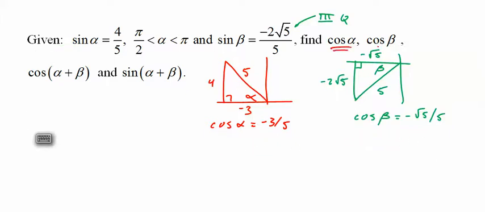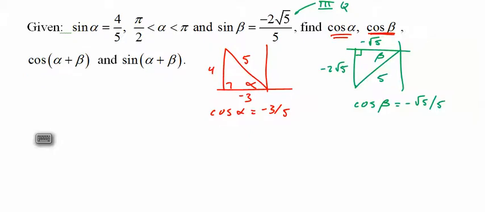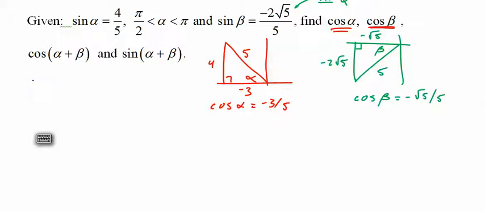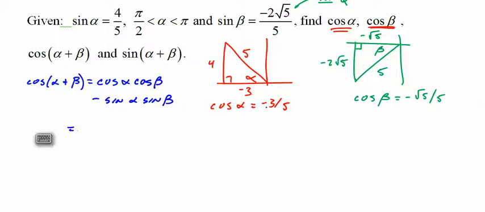So there's cosine of alpha, there's cosine of beta. And now, let's do cosine of alpha plus beta. Yeah, we'll write it out. Equals cosine of alpha cosine of beta, flip the sign, minus sine of alpha sine of beta. Cosine of alpha, negative 3/5. Cosine of beta, negative root 5 over 5.